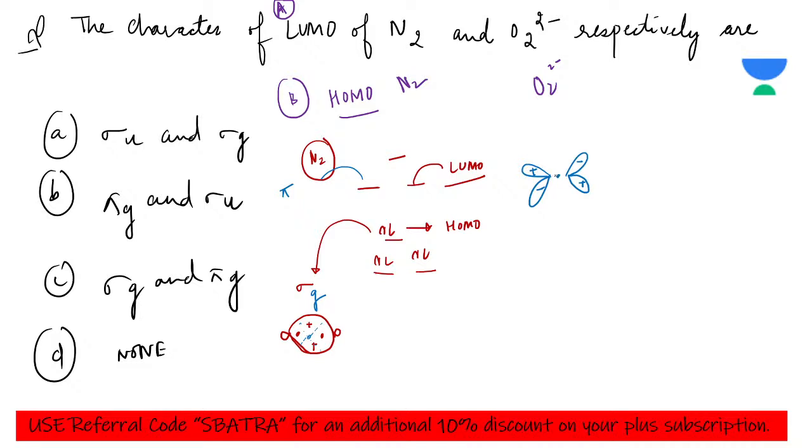And there is definitely symmetry. There is definitely symmetry. So it's pi g. That means the LUMO of N2 is pi g.